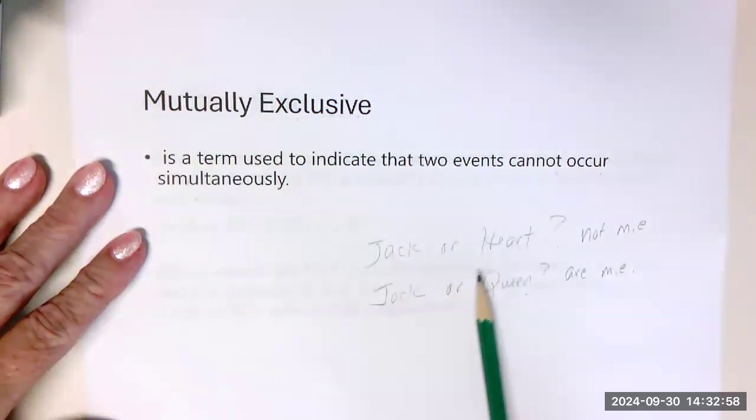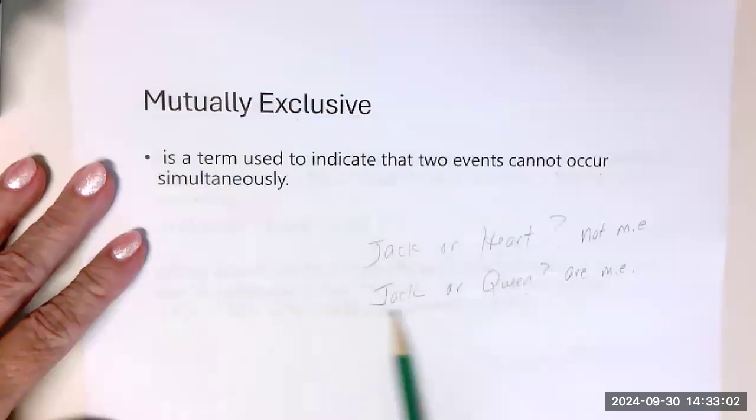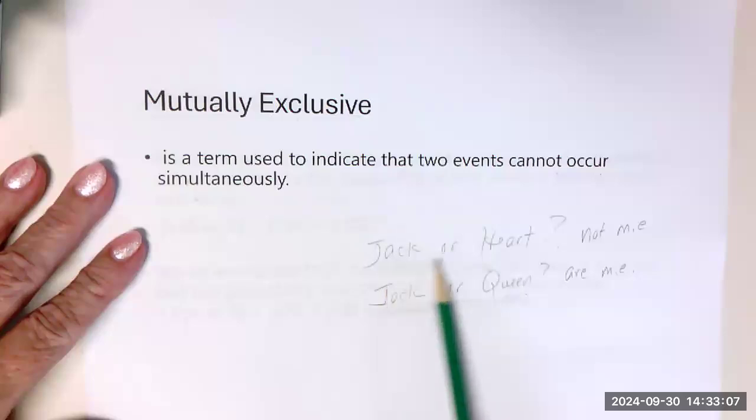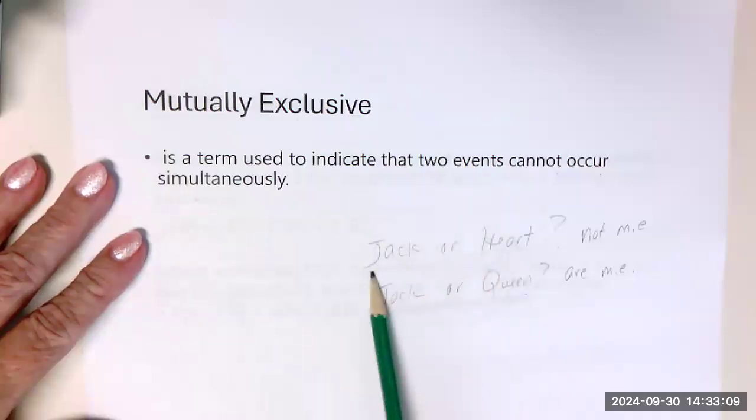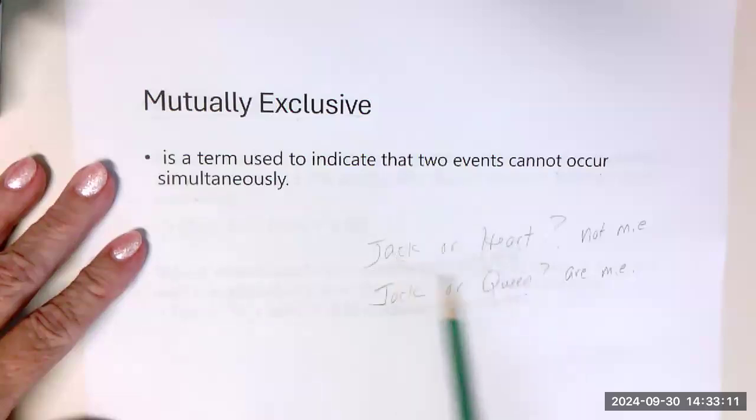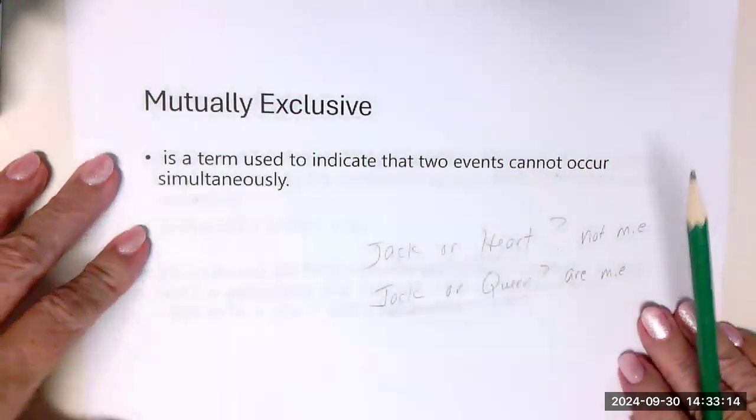Because some things are mutually exclusive, like a jack and a queen, they can't happen at the same time. Some things are not mutually exclusive, like a jack or a heart. You can get a situation where you have a jack and a heart at the same time, okay?